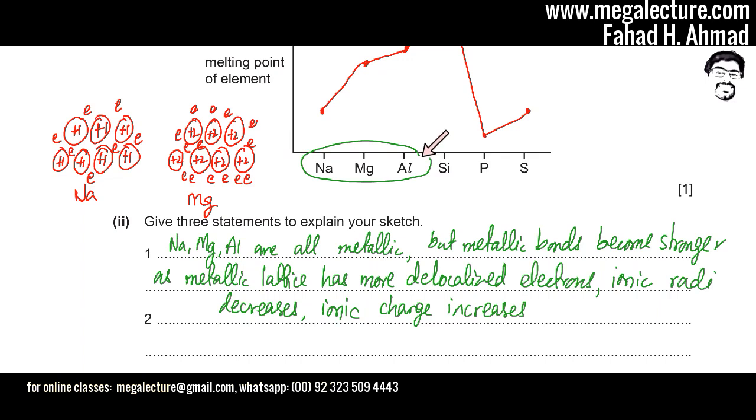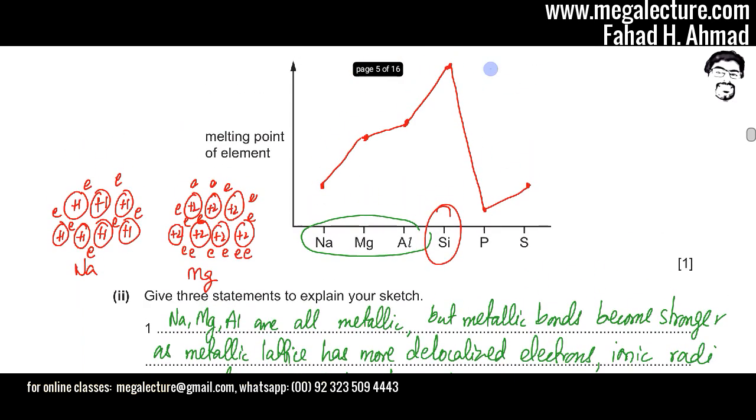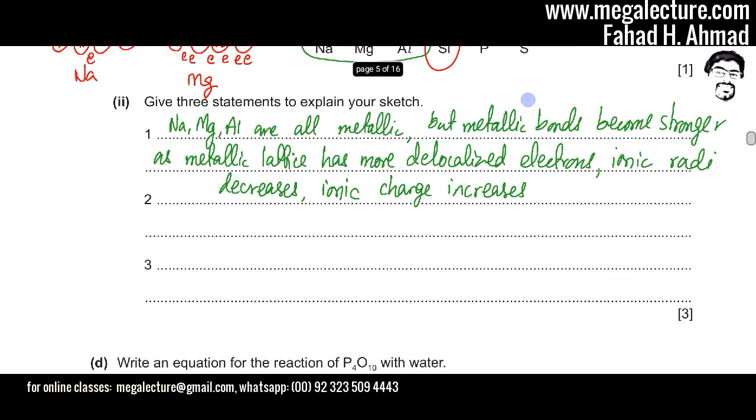Now the next element that I'm going to discuss is silicon, because silicon has a very high melting point. Because we had to comment on the sketch, we had to make 3 statements to explain our sketch. So this should be part of it. Silicon has a very high melting point. So we need to give a reason for why silicon has a higher melting point.